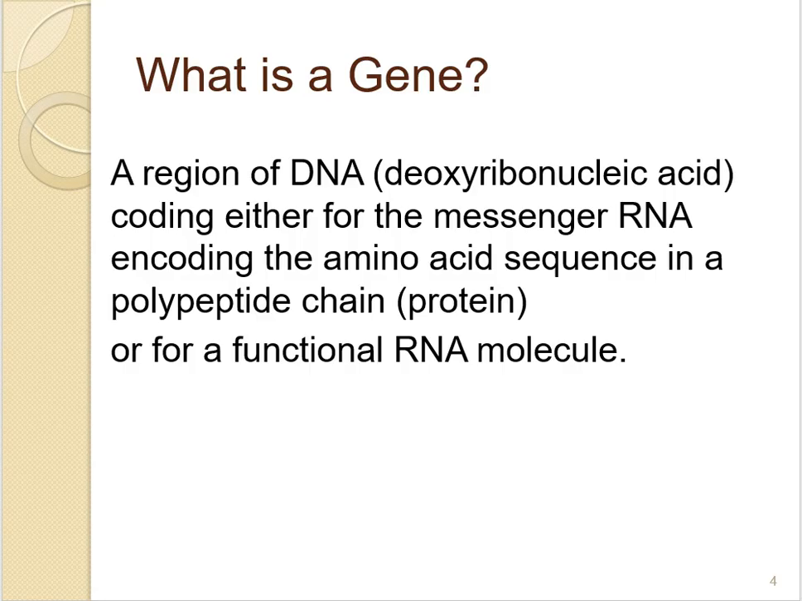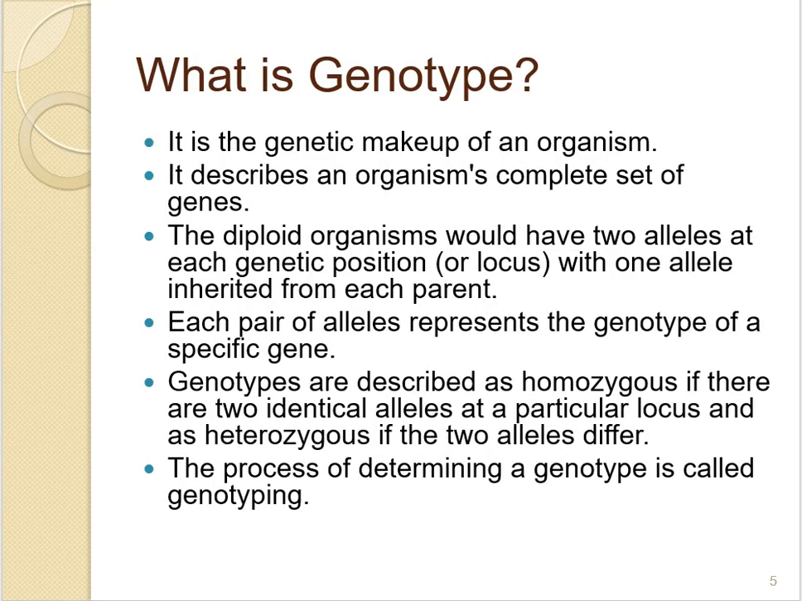How can we define a gene? It is basically a region of DNA coding either for the messenger RNA encoding the amino acid sequence in a polypeptide chain or for a functional RNA molecule. And what is the genotype? It is the genetic makeup of an organism. It describes an organism's complete set of genes. The process of determining a genotype is called genotyping.